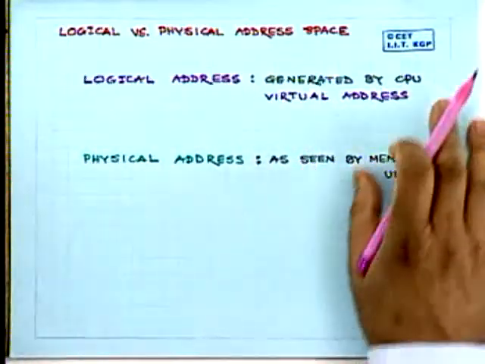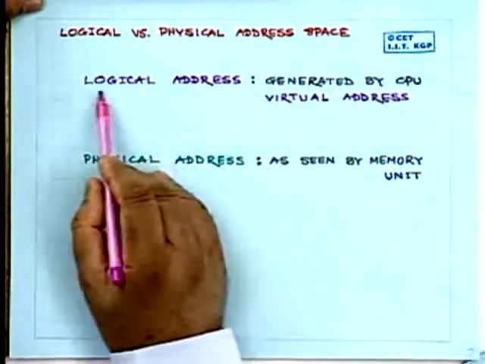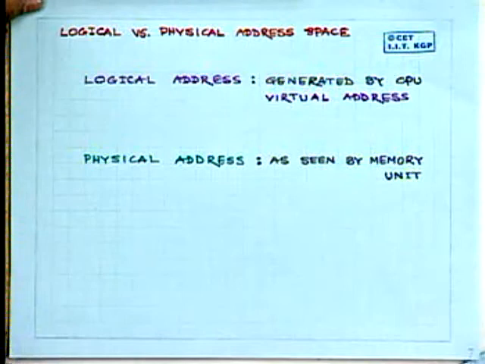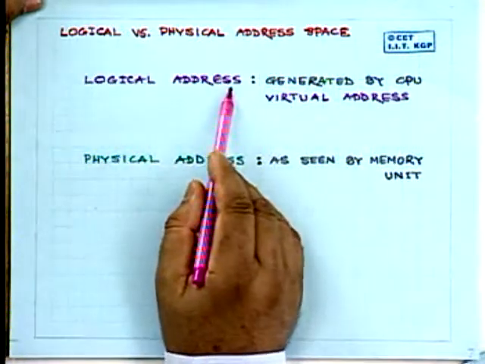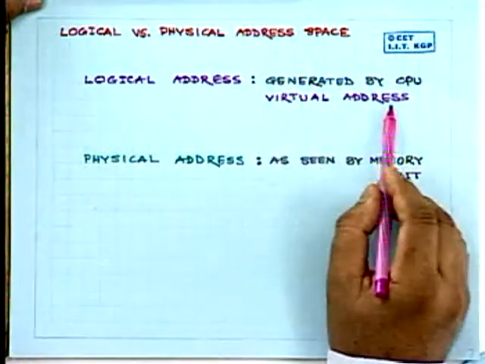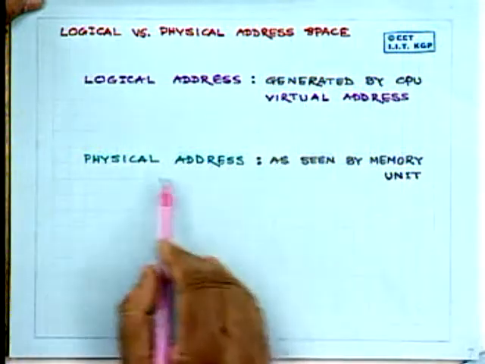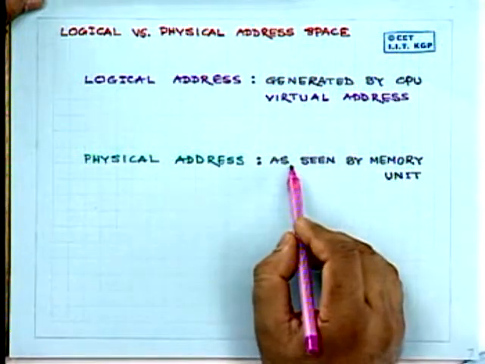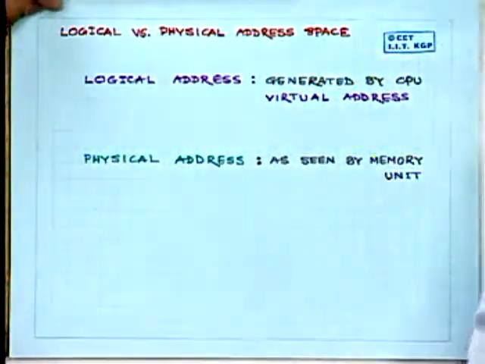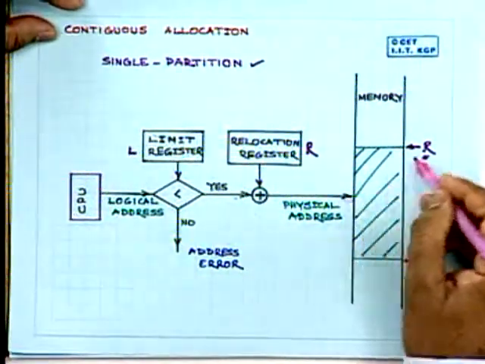Let us see what we have learned. We have learned what our logical address space is, the address space that is seen by the central processing unit, the CPU. We sometimes call it the virtual address. These two terms I shall be using interchangeably. And the physical address is as seen by the memory unit.